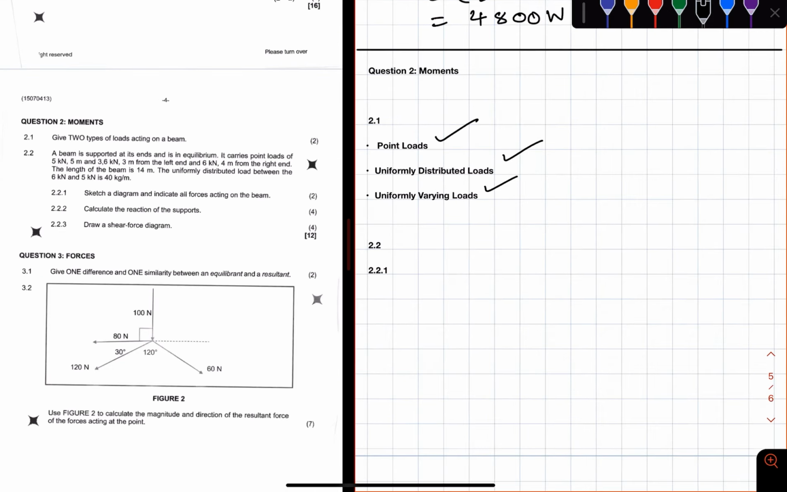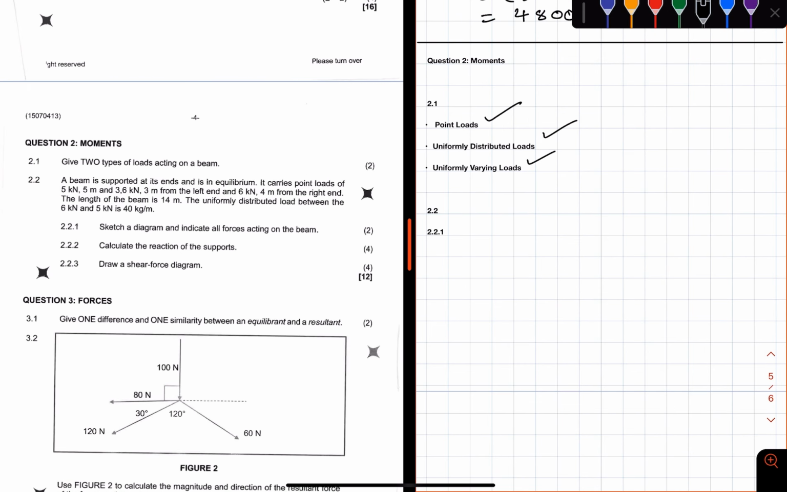2.2. Now 2.2 reads as follows: a beam is supported at its ends and is in equilibrium. It carries point loads of 5 kilonewtons, 5 meters, and 3.6 kilonewtons, 3 meters from the left end, and 6 kilonewtons, 4 meters from the right end. The length of the beam is 14 meters. The uniformly distributed load between the 6 kilonewton and 5 kilonewtons is 40 kgs per meter, right?